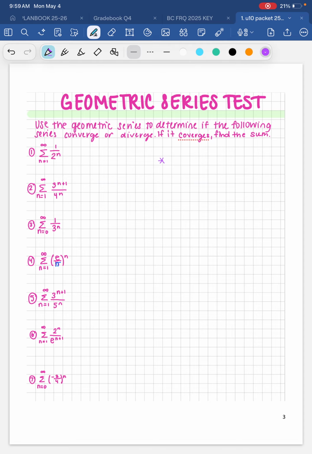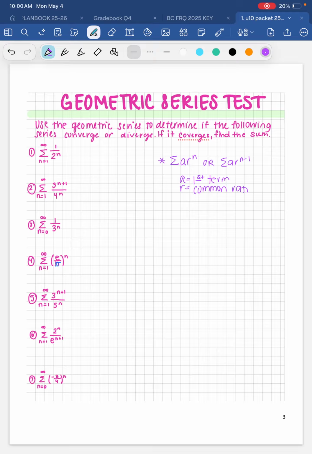So a geometric series is anything that looks in the form of summation a r to the n or summation a r to the n minus 1. So the index is going to be different depending on what form it is, but you're just basically looking for a series that has a pattern. So a is the first term of the series, and r is the common ratio, so it's what we're multiplying by to go from one term to the next.